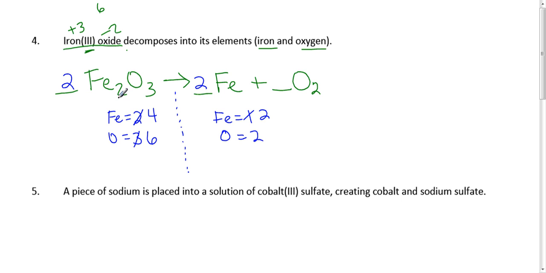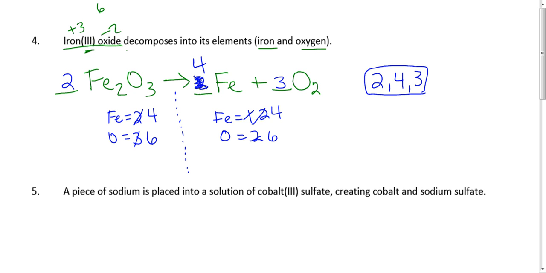So let's finish balancing the oxygens. We got 6 on this side. So to get 6 over here, we need to multiply it times 3. Now we need to go back and fix the iron, and this happens sometimes. Sometimes you'll write down a number, and then you'll change something, and it makes it have to go back and change something else. So instead of writing a 2 there, we can just write a 4, and now everything is balanced. So our coefficients are 2, 4, and 3.